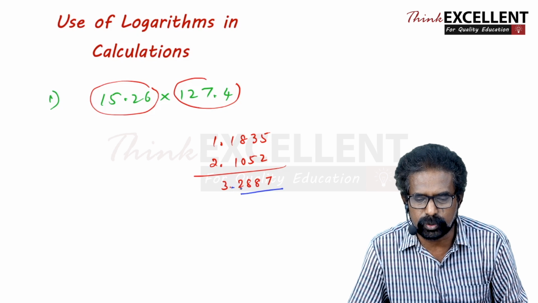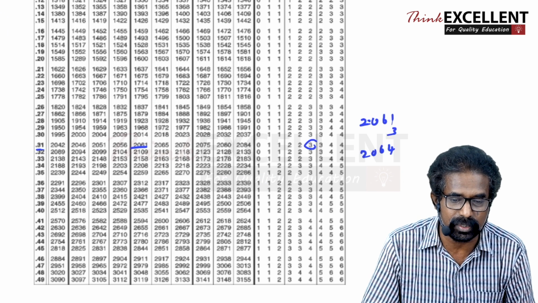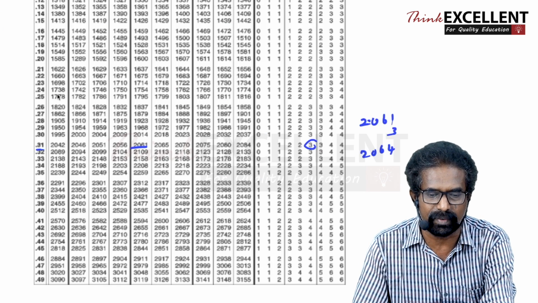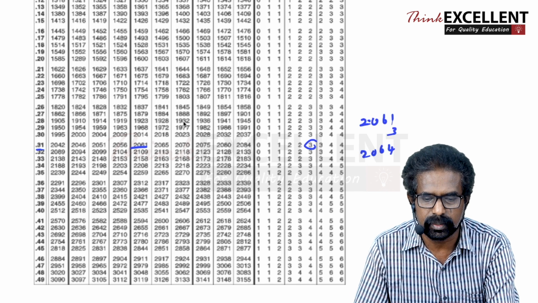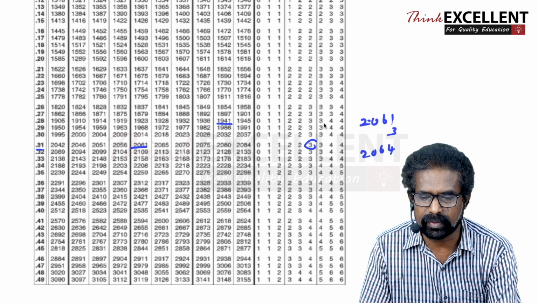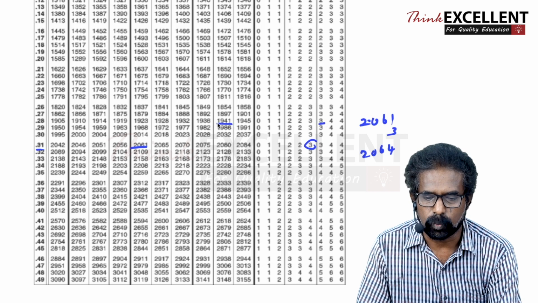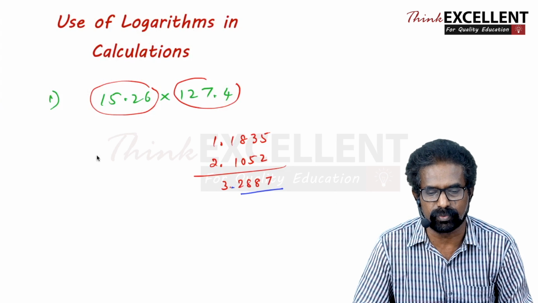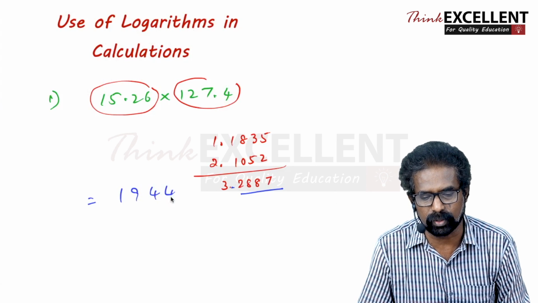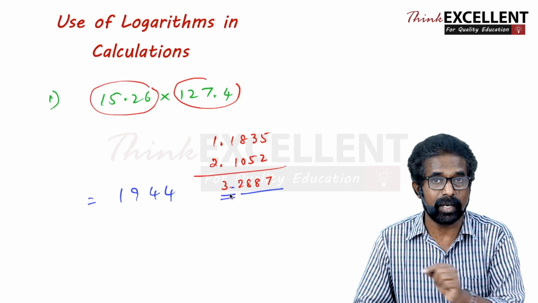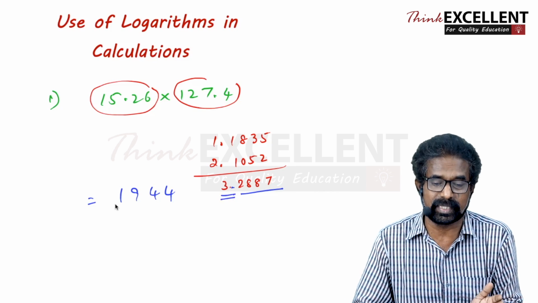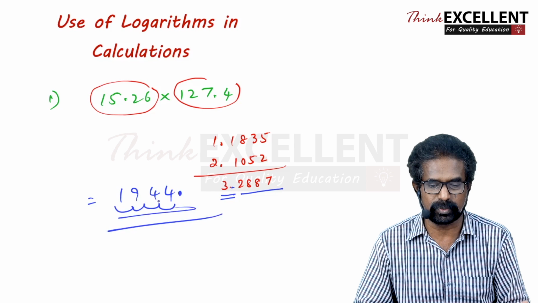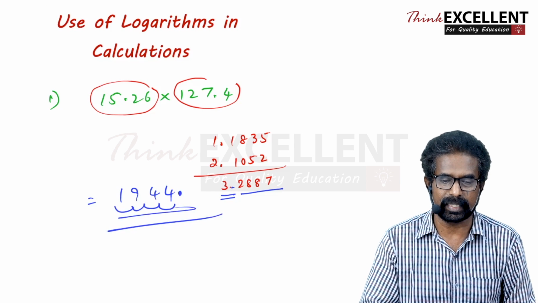So after the point, 2887, antilog. So take the correct table, right? So we have to find 2887. 2887 is 3. 1941 plus 3, 1944 you are getting, right? Where to keep the point? Before the point 3 is there, so after 4 digits. So 1, 2, 3, 4. You keep the point here. So this itself is your answer, 1944. Like this you can multiply.